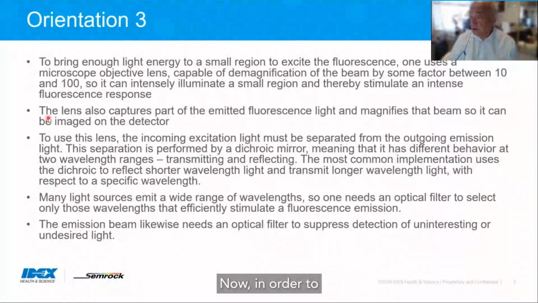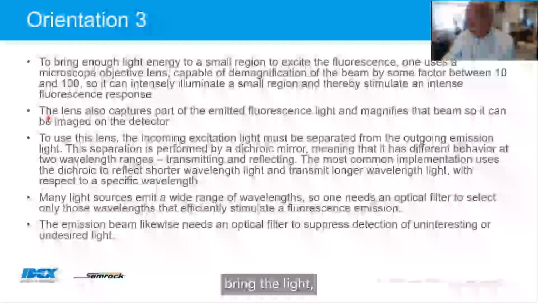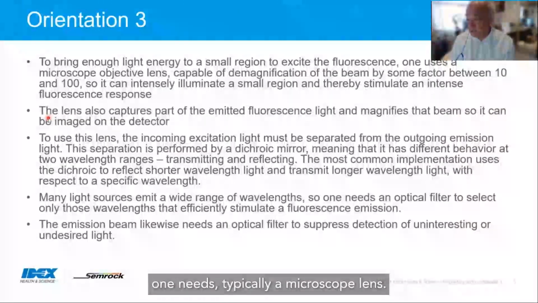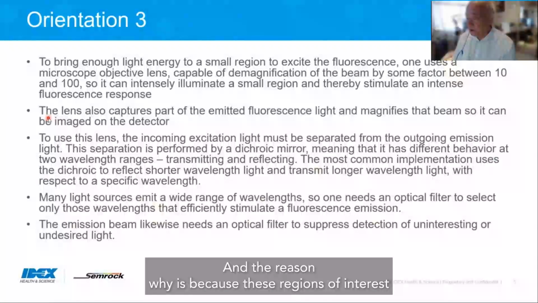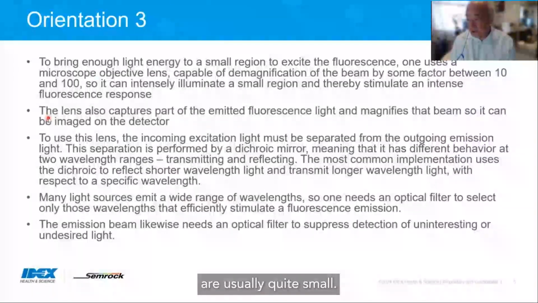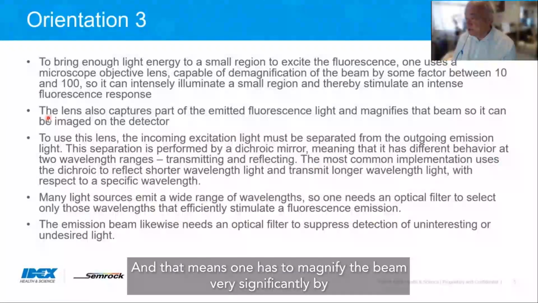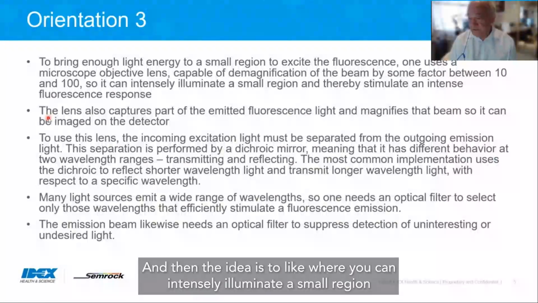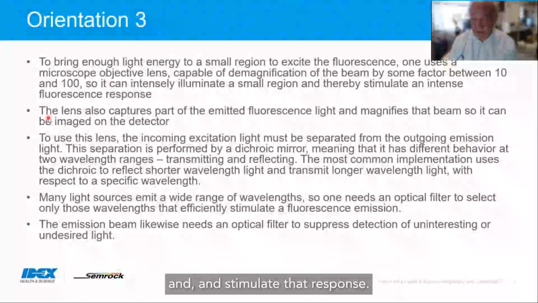Now, in order to bring the light to be able to affect this fluorescence or to excite it, one typically needs a microscope lens. The reason is that these regions of interest are usually quite small. That means one has to demagnify the beam very significantly, by a factor of about 10 to 100. That way you can intensely illuminate a small region and stimulate that response.